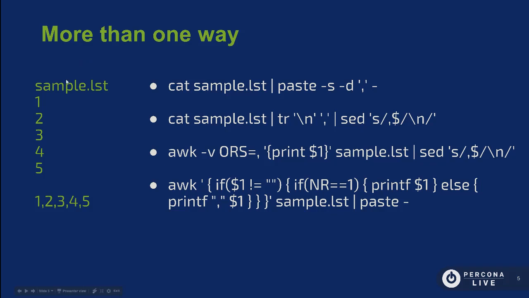First one, we'll be looking at paste. That's how you can paste lines together with a separator. tr is how you can translate characters. In this case, we're taking the \n and replacing it with a comma. And then we're going to turn that last comma into a new line. awk is a powerful tool. It lets you set variables as well as do if-then statements within it. So we'll run through a few of these real quick just to give you a sample of that.